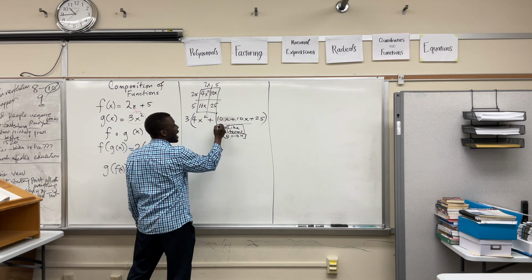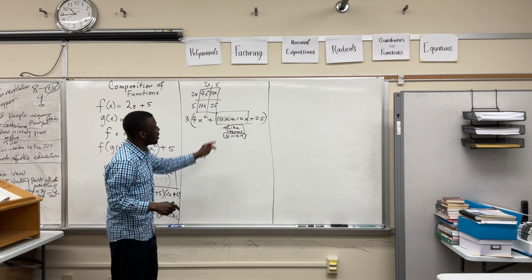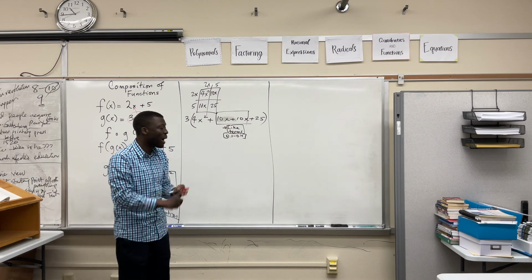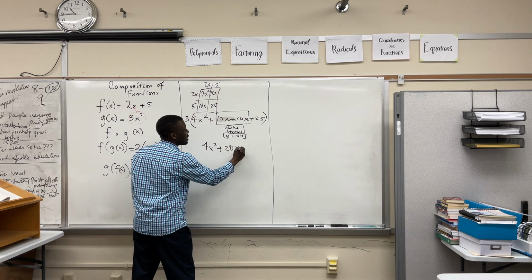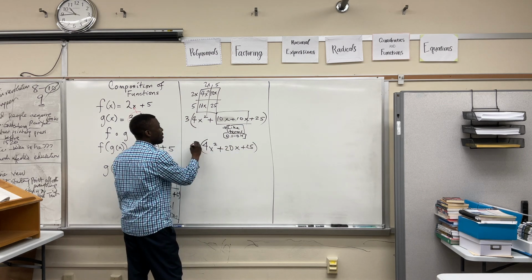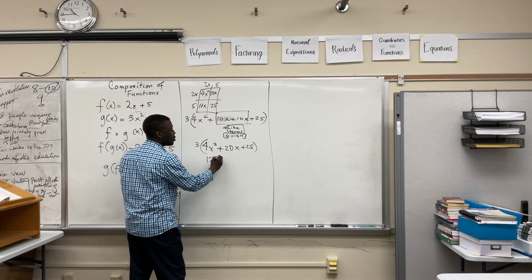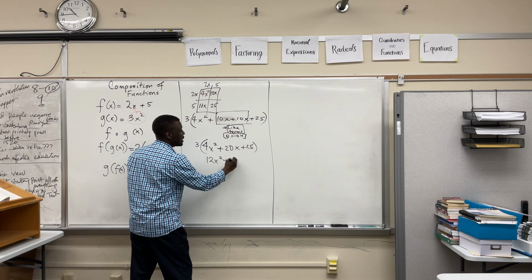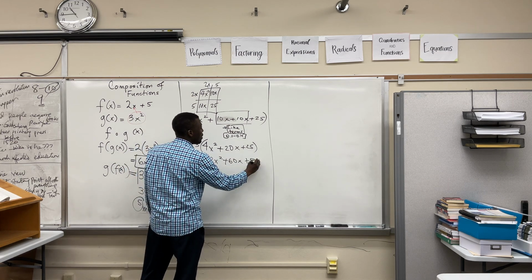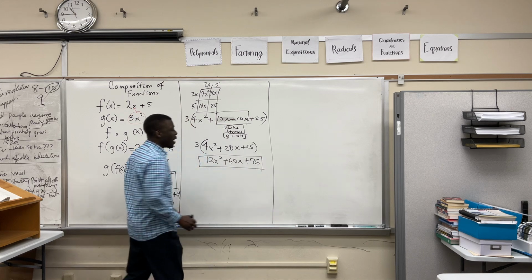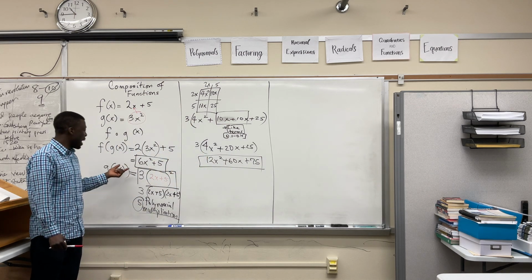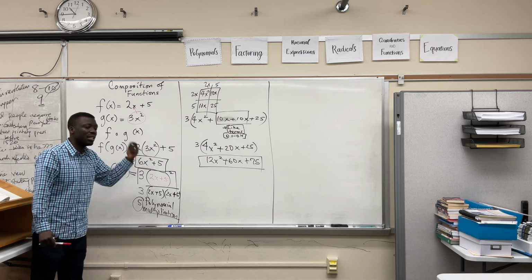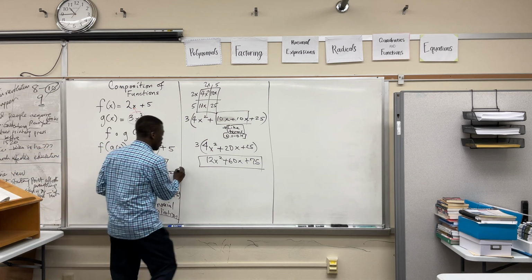So here we can add like terms. And why can we add them? Because they have the same variable in the same power. So that becomes 4x squared plus 20x plus 25. And we have that 3 outside. So that becomes 12x squared plus 60x plus 75. We just found the g of f of x by substituting the value of f of x in g of x. Okay, so that's how we do that.